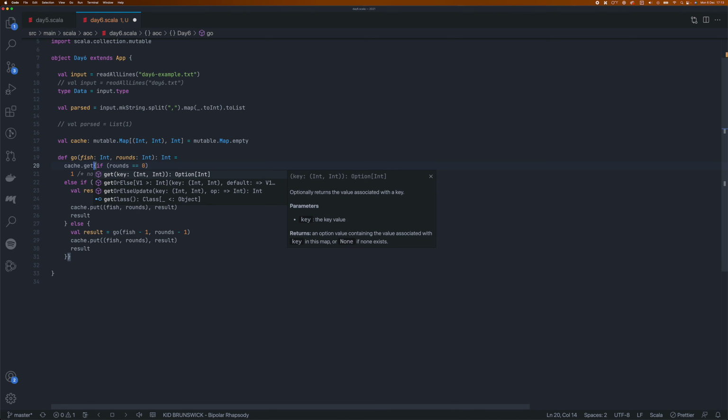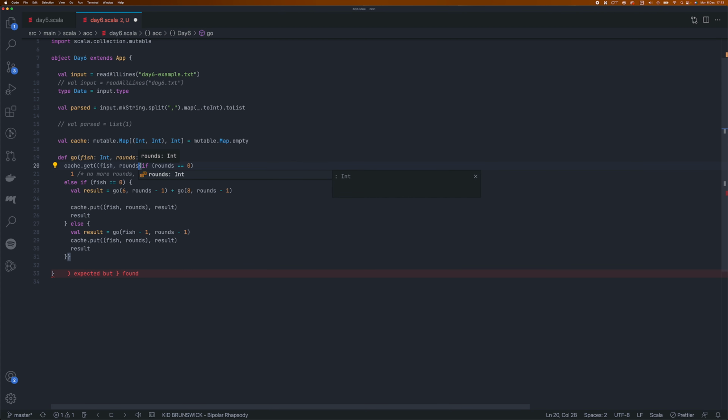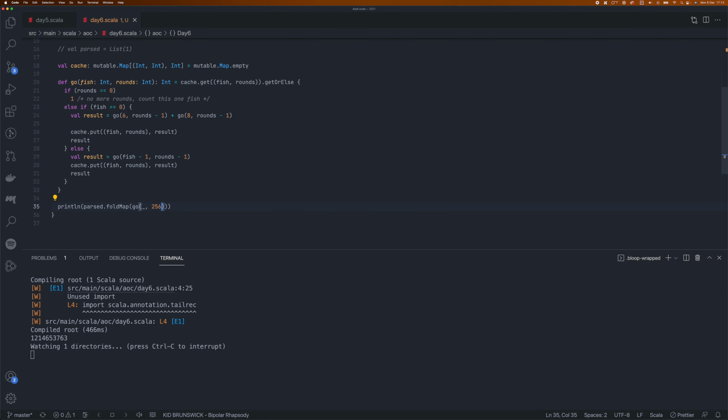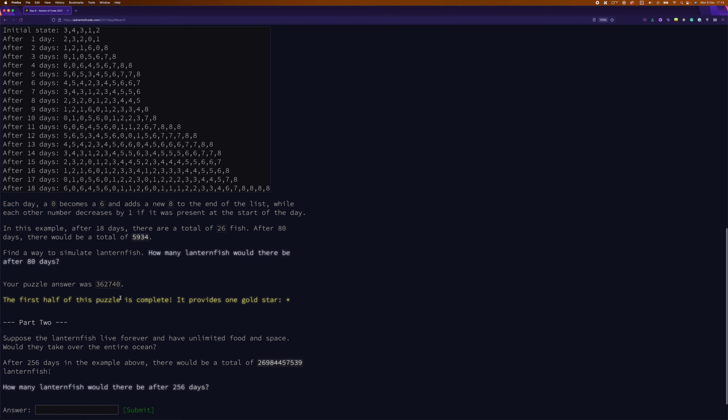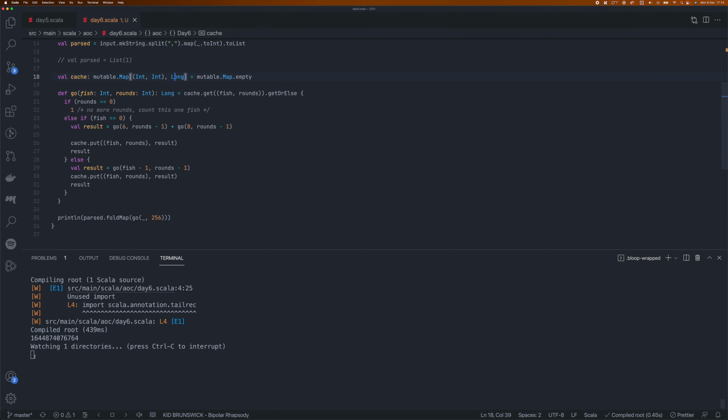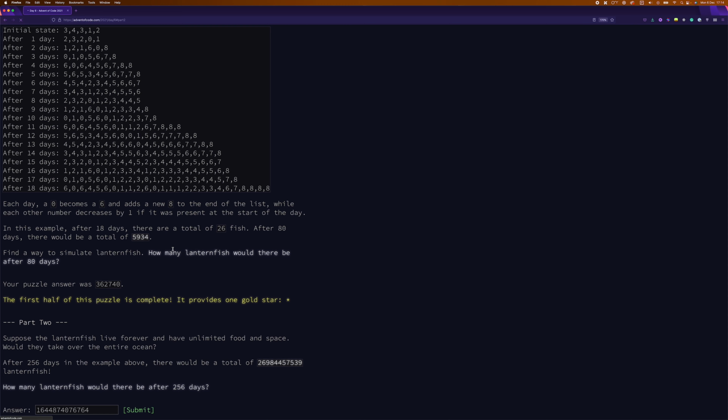So then if I get the same input again, I would check first if I have that input in the map, and if I did, I would just take that instead of doing any more computation or recursion. And this was really fast. I got the right result for the example, and then I ran this with my real input, submitted it, and it worked.